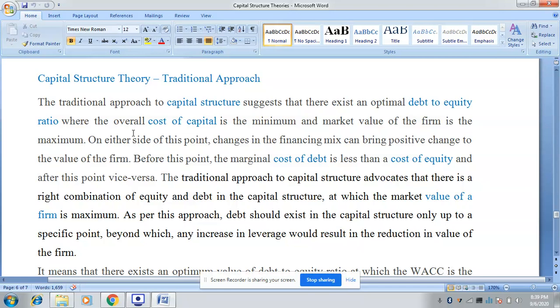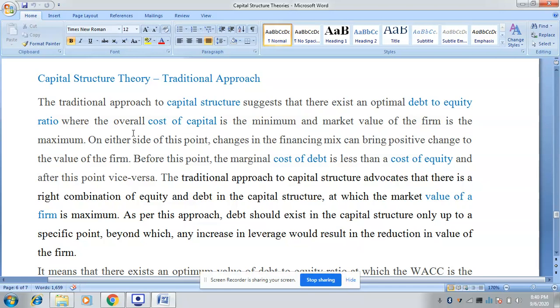So this optimum capital mix or optimum debt to equity ratio is a point in the chart. On either side of the point, changes in the financing mix can bring positive changes to the value of the firm. Before this point, the marginal cost of debt is less than marginal cost of equity. That is, before optimum debt equity mix, cost of equity is more, cost of debt is less. Clear? So it is mentioned as before the optimum debt equity ratio, the marginal cost of debt is less than cost of equity. And after this point is vice versa. Before the point, the cost of debt is less than cost of equity. After the point, cost of debt is more than cost of equity.